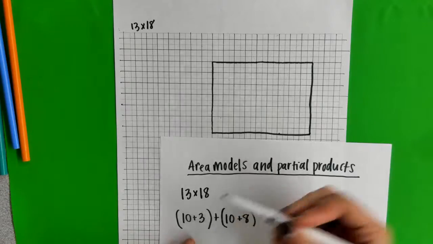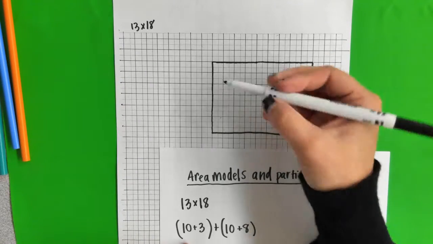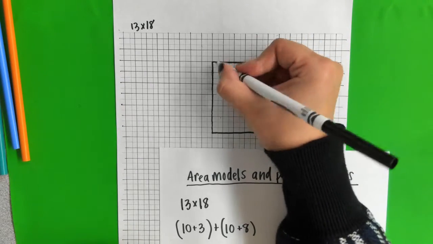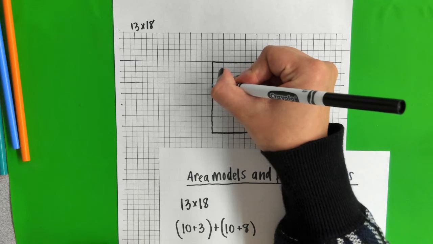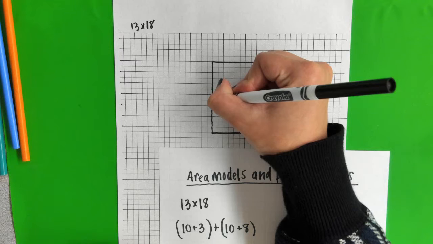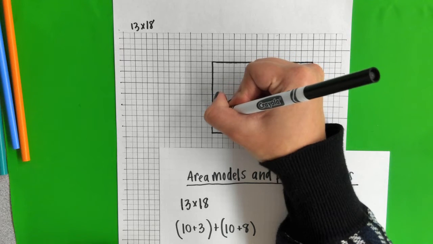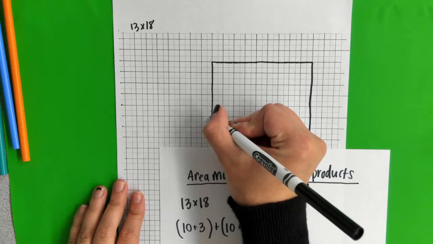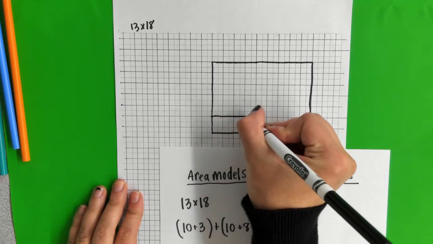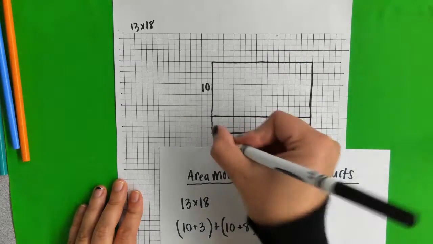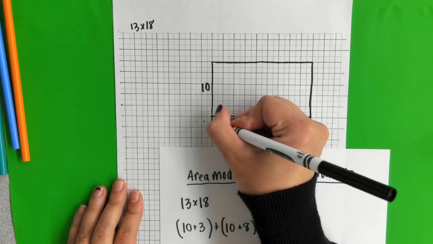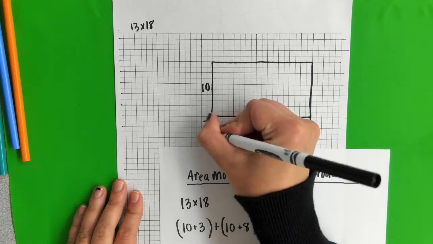So down our 13 side, 13 going down this way, we're going to break it up into 10 and 3. So 1, 2, 3, 4, 5, 6, 7, 8, 9, 10. We're going to draw a line just going right across that way. So we have 10, and we'll double check: 1, 2, 3. 10 and 3.